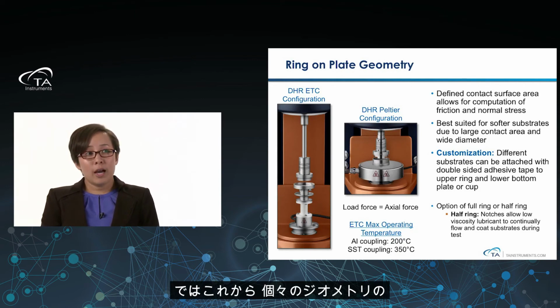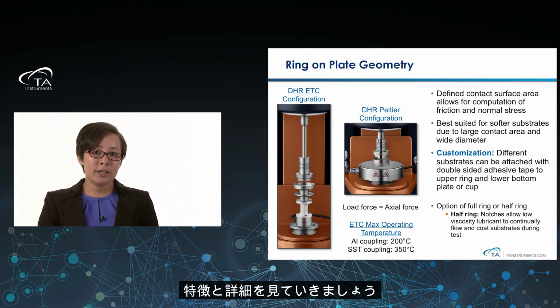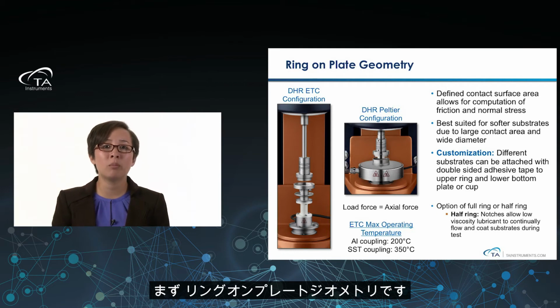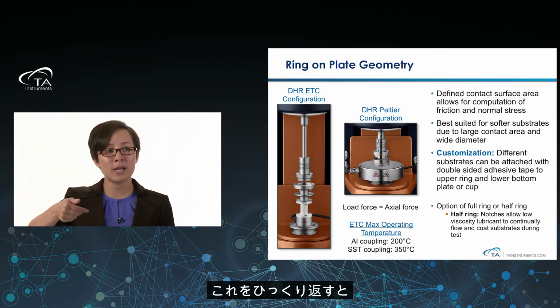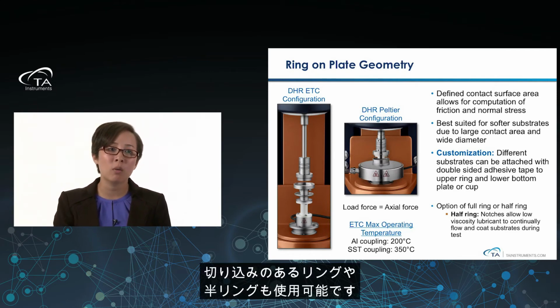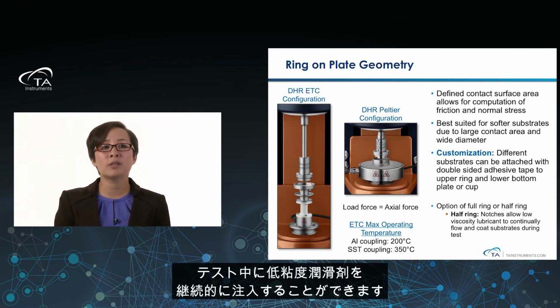So what we're going to do now is we're going to go through each individual geometry and give you a little bit more specifications and some more information about them. So first up is the ring-on-plate geometry. As you can see, we have these. You can have a full ring. If you flip it upside down, you can even have a notched ring, or what we call the half ring. So what this half ring allows is the notches allow for some low viscosity lubricant to continually flow and coat the substrates during the test.